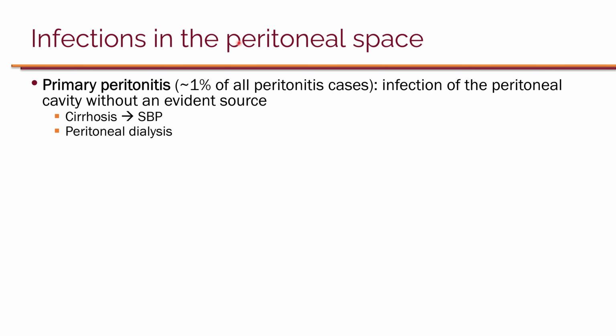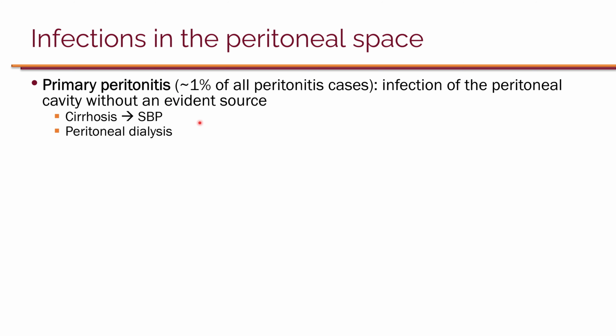Now, once you are in the peritoneal space, that's essentially the definition of complicated intra-abdominal infection: if any of those organs get infected and the infection advances into the peritoneal space. However, not all peritonitis is due to another source of infection. For example, primary peritonitis means that it was not secondary to anything else. Now, this is a very small percentage of all peritonitis cases, about 1%.